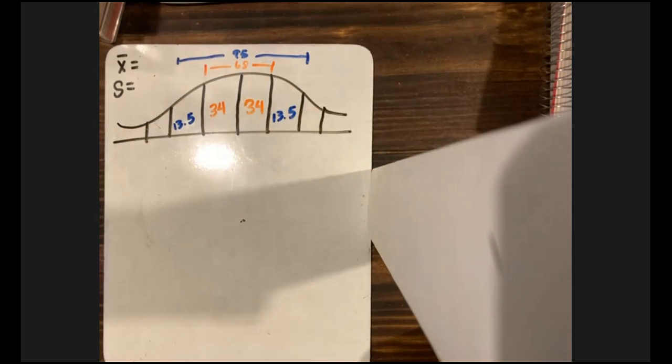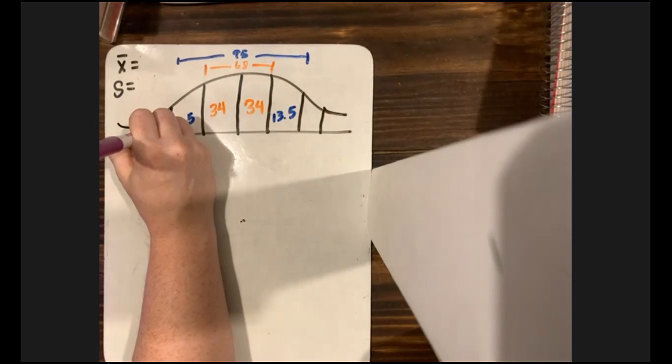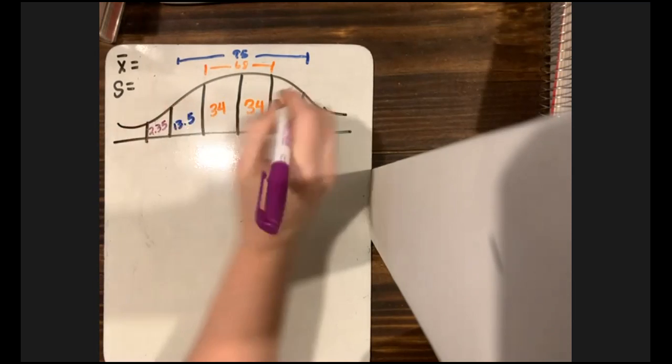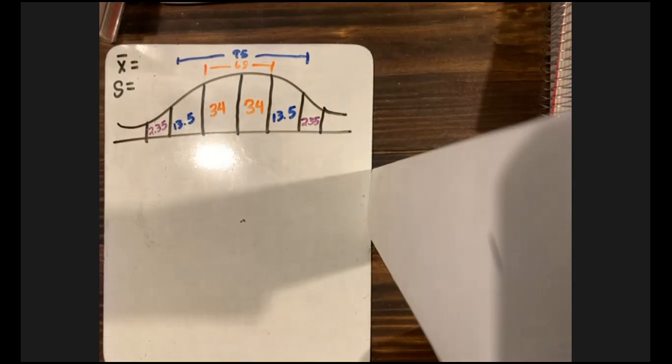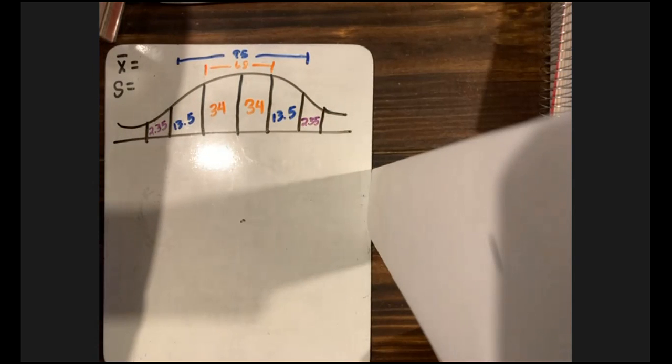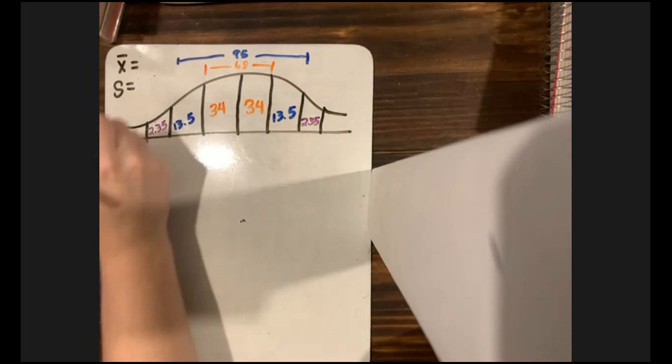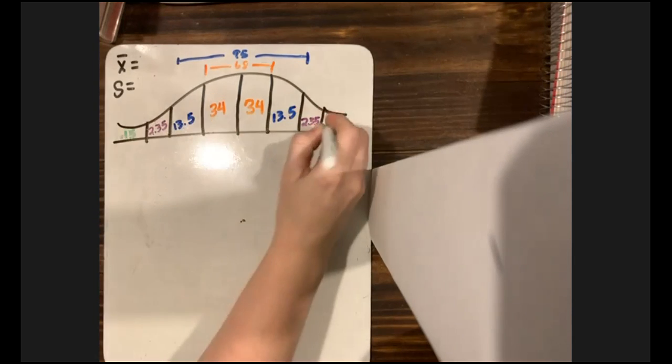Now, these outside two numbers are going to be 2.35 and 0.15.